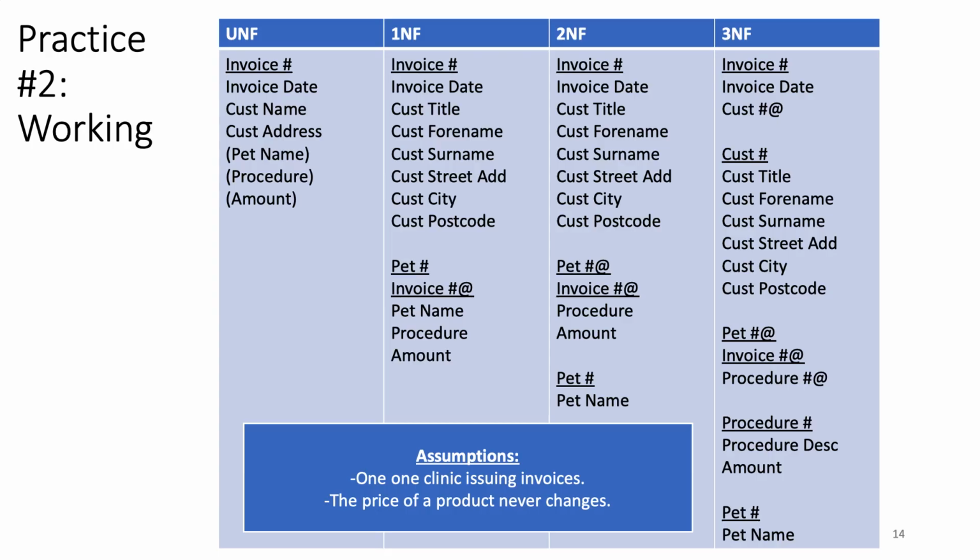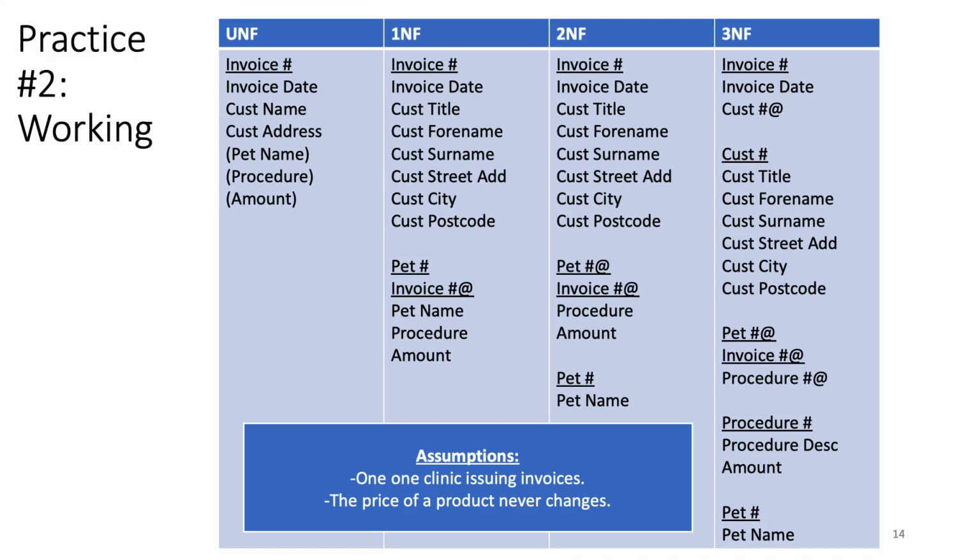And this was then the kind of way I would work through and look at the solution. So we start off with our unnormalized form: invoice number, date, customer name, customer address, and then some details of the pet name, the procedure, and the amount. These are the repeating groups. Split the repeating groups out as the first step. So now we have the invoice and the pet being identified with the procedure and the amount.